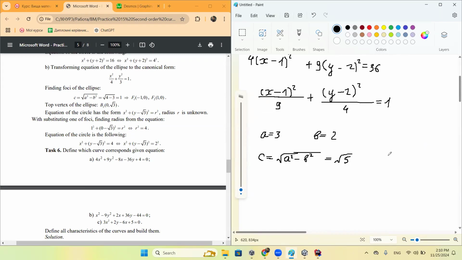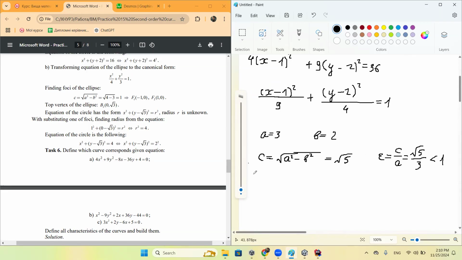So the eccentricity is the following. We divide C by A, so it equals square root of 5 by 3, and it is less than 1. So the result is valid for the ellipse.